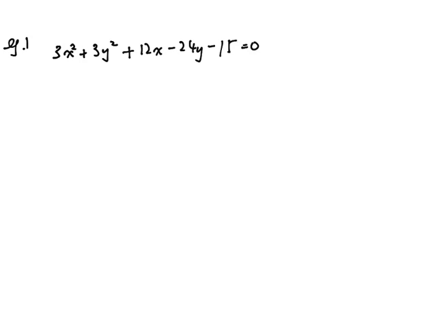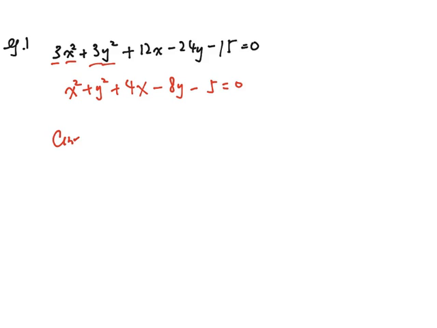Okay, let's do an example. For this example, we can see the coefficients of x squared and y squared are 3. So that means we need to change them to 1 by dividing by 3. So the whole equation divided by 3 becomes x squared plus y squared, and 12 divided by 3 is 4, negative 24 divided by 3 is negative 8, and finally negative 15 divided by 3 is negative 5.